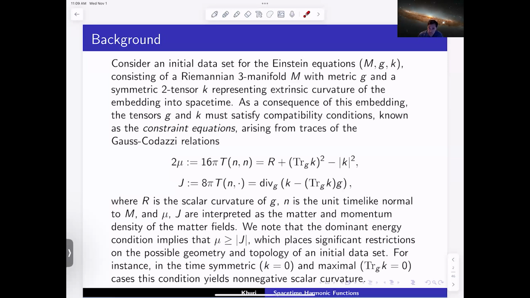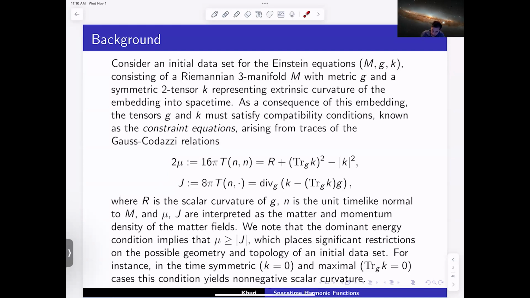Okay, so the basic object of study in mathematical relativity is an initial data set for the Einstein equations, and this consists of a three-manifold with a Riemannian metric and a symmetric two-tensor, which represents the extrinsic curvature or second fundamental form of the embedding into some space-time. And if one takes the traces of the Gauss-Codazzi equations for the embedding into space-time, you arrive at these constraint equations, which have physical interpretations and also geometric relationships.